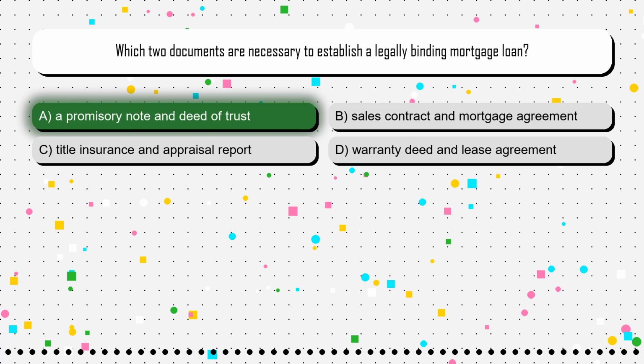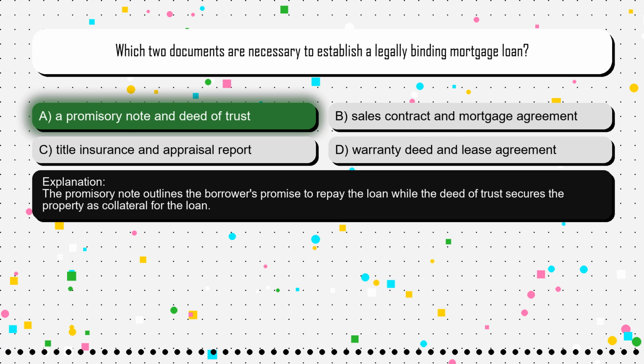The correct answer is option A, a promissory note and deed of trust. The promissory note outlines the borrower's promise to repay the loan, while the deed of trust secures the property as collateral for the loan. Question 2.